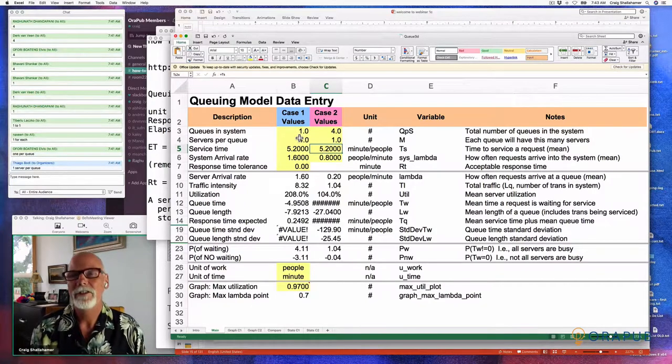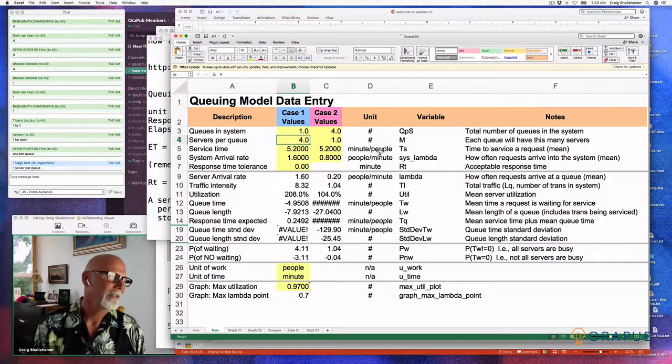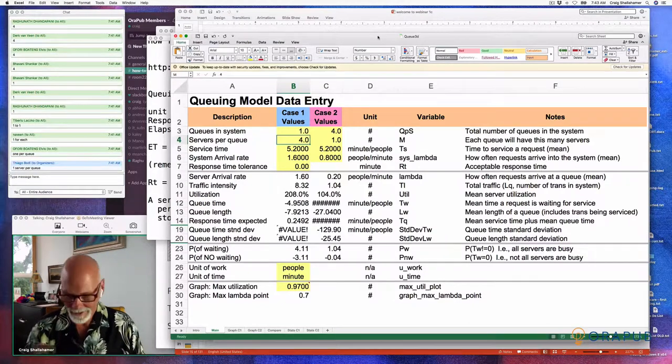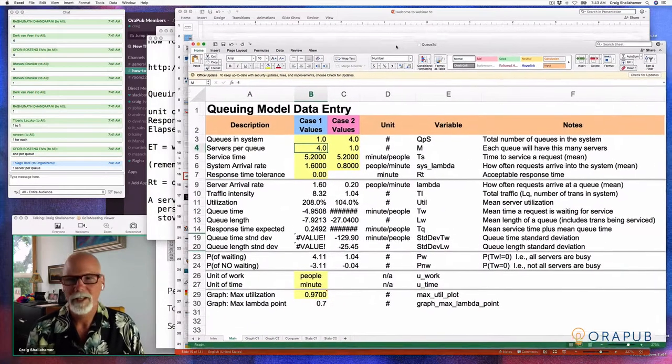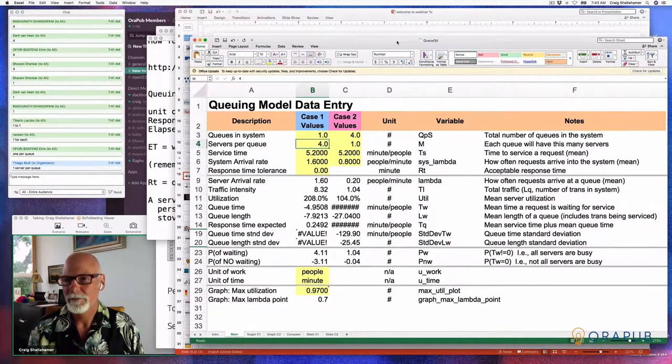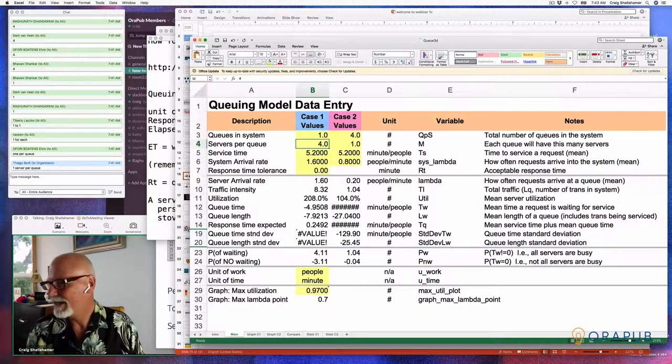Whenever we model a CPU subsystem, we're going to be looking at the queues in the system. That's always going to be one. And then the number of cores is what I would actually use. I don't use threads. I don't use sockets. Use cores. And that's another discussion that we don't really want to get into today.